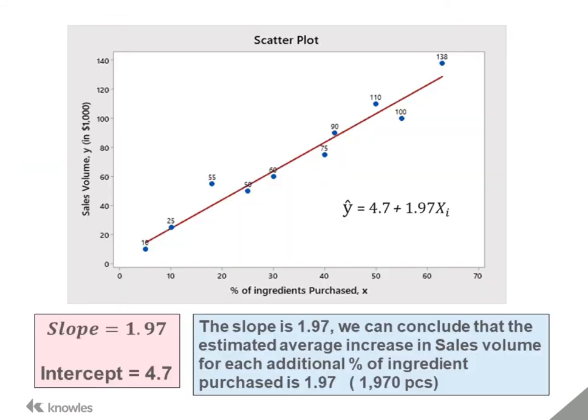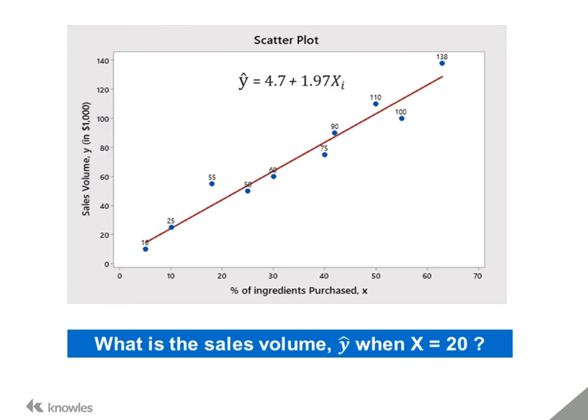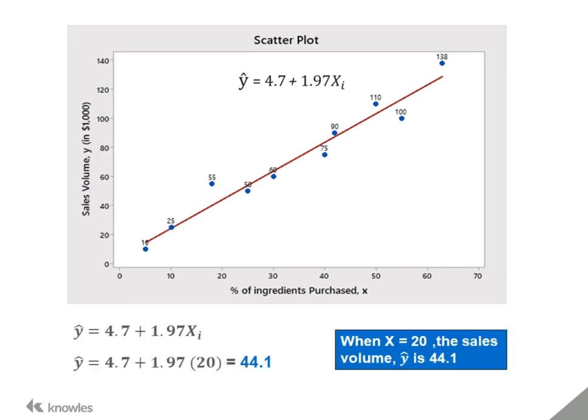The best fit line is a line that actually minimizes the sum of the squares of the deviations between the observed values of the dependent variable and the predicted values of the dependent variable, with respect to slope and intercept. The slope is 1.97. We can conclude that the estimated average increase in sales volume for each additional percent of ingredient purchased is 1.97 or 1,970 pieces. Let's determine the sales volume when x equals 20. Substitute the x with 20 in the regression model and we get the sales volume of 44.1.